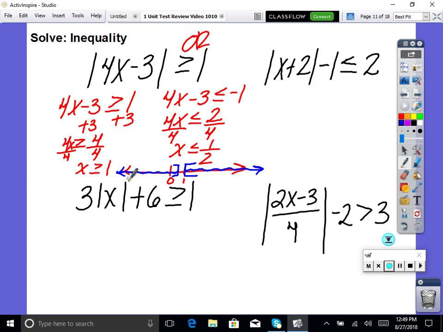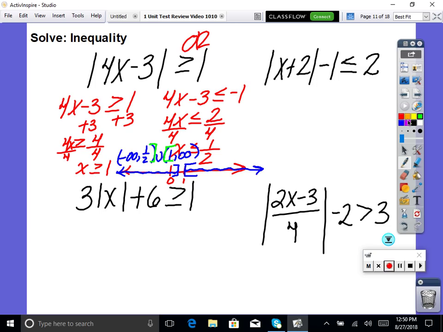So in interval notation, we would say negative infinity up to 1/2, parenthesis, union, also then 1 to infinity. Oh, actually, what did I mess up on? We don't want to do this on the test. These were brackets because it was including. So I need to put a bracket here and a bracket here.